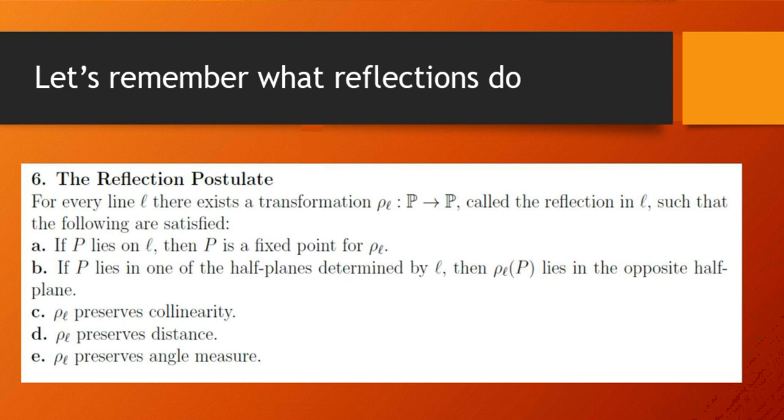And let's remember that this is a neutral geometry theorem. So this is true in Euclidean geometry. This is true in hyperbolic geometry. These are the properties that reflections have. There is a reflection in every line called rho sub L. It takes all the points in the plane to all the points in the plane, and it has these 5 properties, and this is discussed in most sections of Math 335, I think. We do cover what reflections do here at SUNY Geneseo.